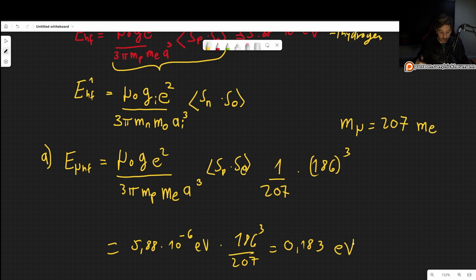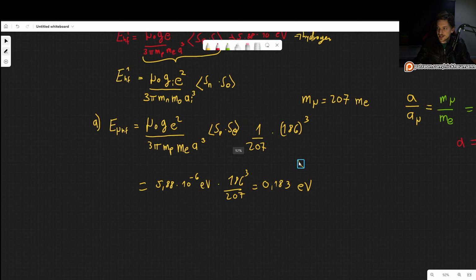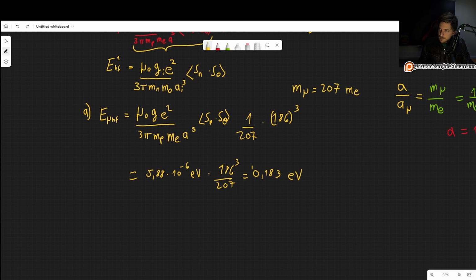You could go for some more decimals if you want. It depends on what you're doing. I'm simply showing you the procedure. So if you want to use more decimals than me, go ahead. So this is the hyperfine splitting in the case of muonium. Now let's go for the next case.